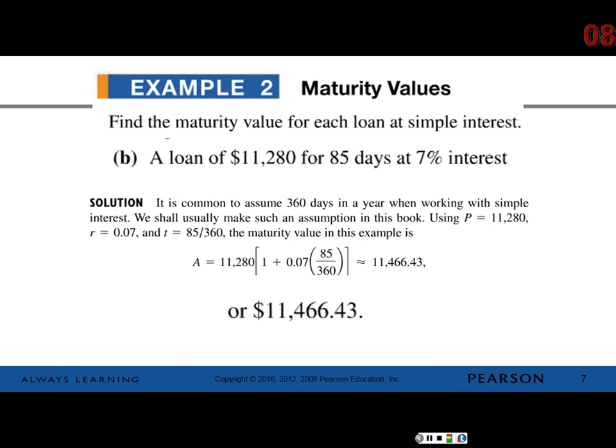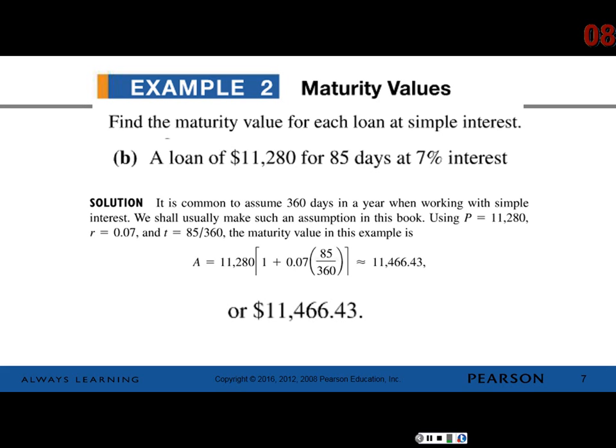It's common to assume 360 days in a year when you're using a formula for simple interest, even though there's 365 days in a year. Commonly, just to simplify the math, they use 360 days in a year. So 85 out of 360 days is going to be the fraction for the part of the year that you had the loan. The interest rate is 0.07. Your present value is $11,280.